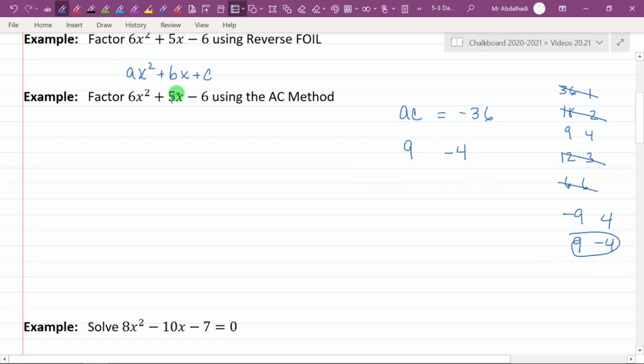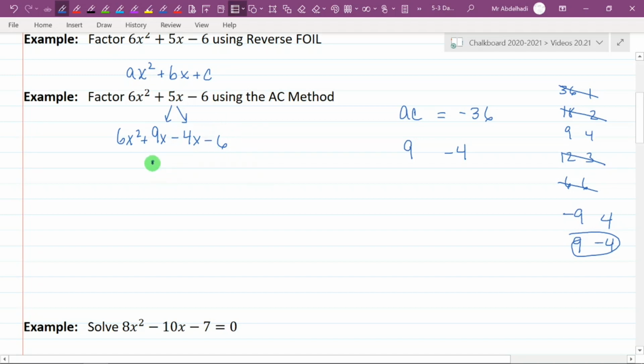We're going to take that middle term here and we're going to split it into two terms. Okay? The two terms will be 9x and -4x. Now, that's what we use these two numbers for. Now, why do we do that? Well, the 6x squared stays 6x squared. That doesn't change. And the -6 on the end, that doesn't change. The only thing that changes is that the middle term now becomes two terms in this particular fashion.